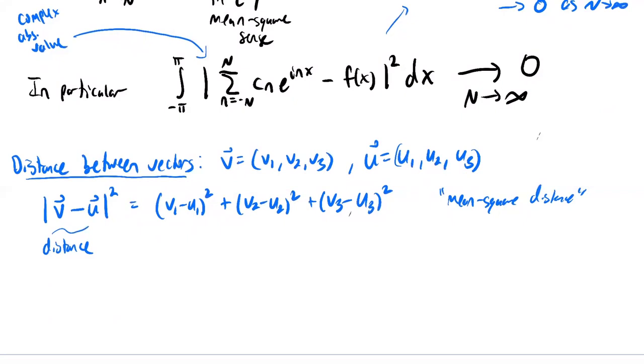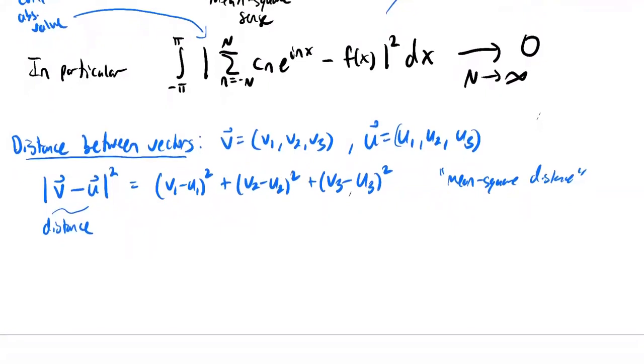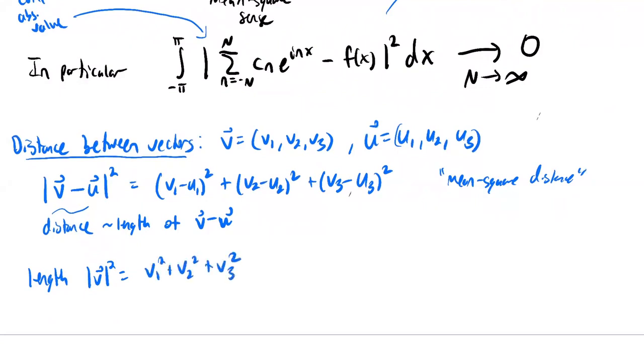Right. And so another thing I wanted to point out is to remind you, the distance is the length of the difference between the 2 vectors. And so what was the length formula? Well, the length squared is just what we have here with just the components of v. It's v1 squared plus v2 squared plus v3 squared. But remember, you can write the length in terms of the dot product. So this is the same thing as if I take the dot product of v with itself, where this is the usual dot product.